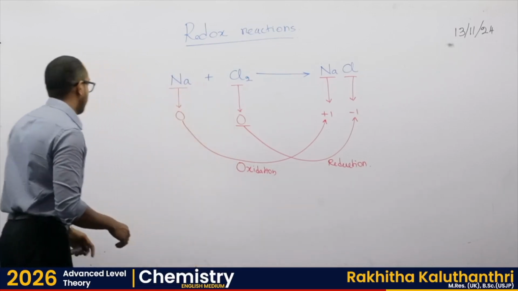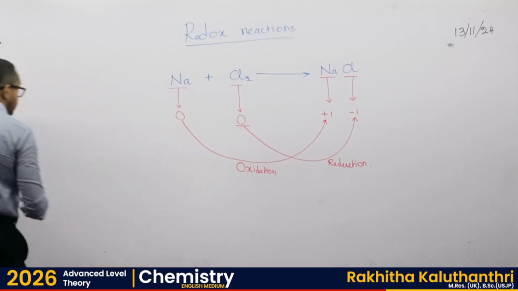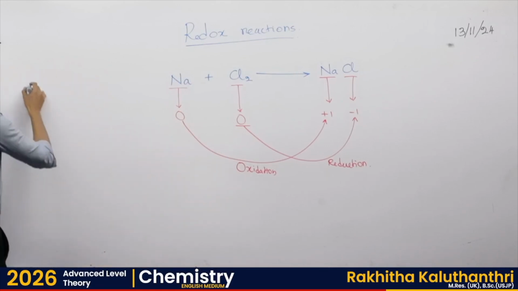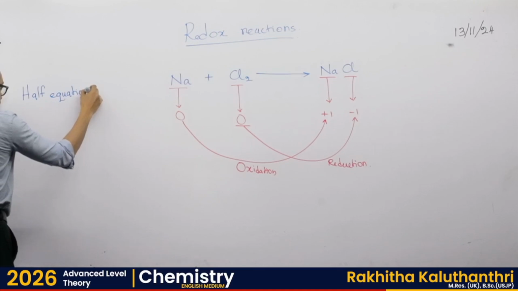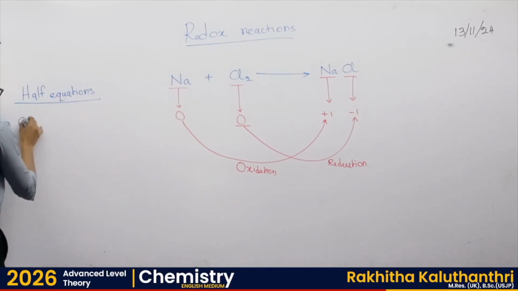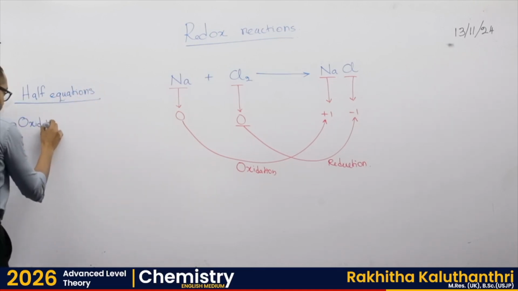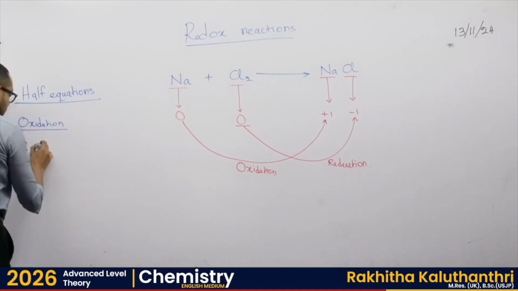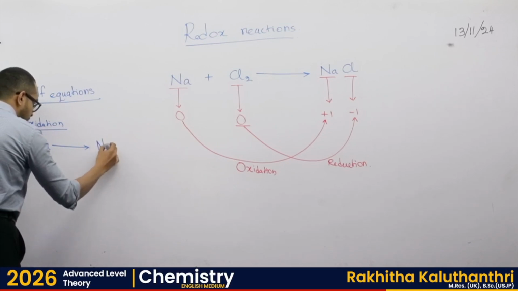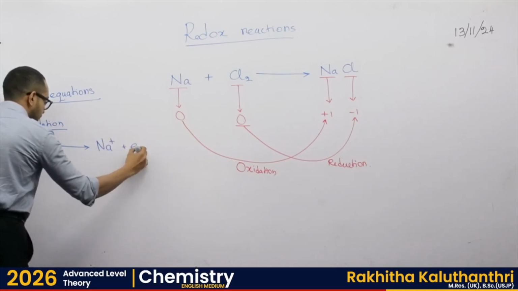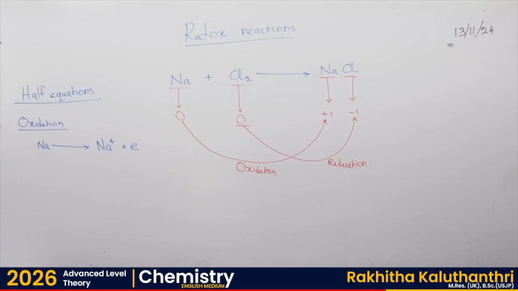So for example, over here, when it comes to sodium, these are called half equations. I will write oxidation half equation. Over here, sodium is the one that is getting oxidized. Sodium is becoming sodium 1 plus, removing an electron. And we have chlorine that is undergoing reduction.